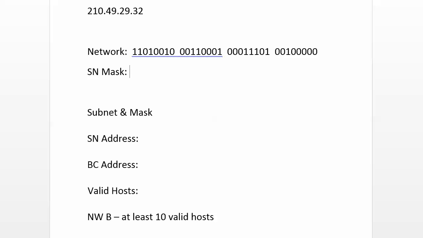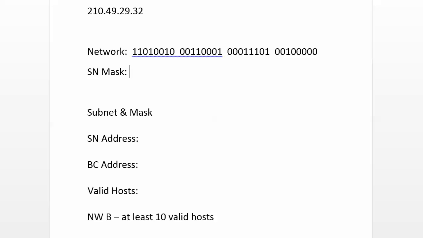So let's see, our requirement for network B is to have at least 10 valid host addresses. What's the lowest number of host bits I can get away with and meet that requirement? 2, 4, 8, 16, 4 bits. Because that would give me 16 addresses. Two of them I can't use on host, so that's going to leave me 14 valid host addresses.